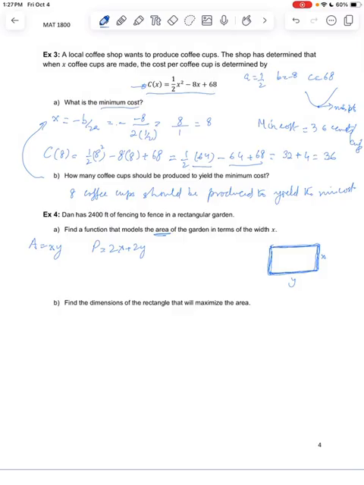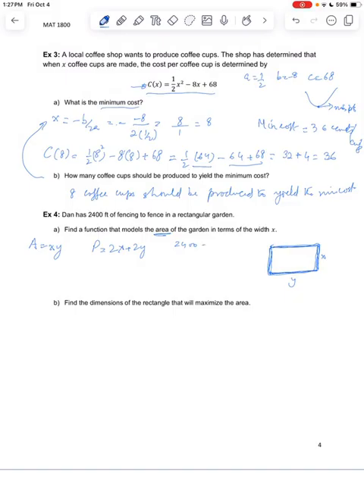So it says Dan has 2400 feet. Now, if it was area, here is a hint. If this was the value for area, the unit should have been feet squared or square foot. Because it's just foot, it's the length, so it is the perimeter. So now in place of P, I will write 2400. So 2400 is equal to 2x plus 2y.